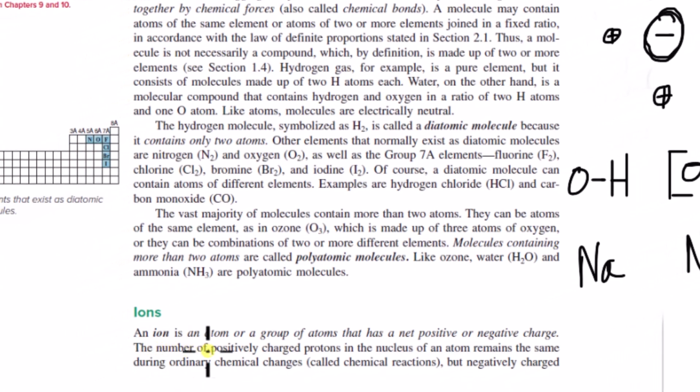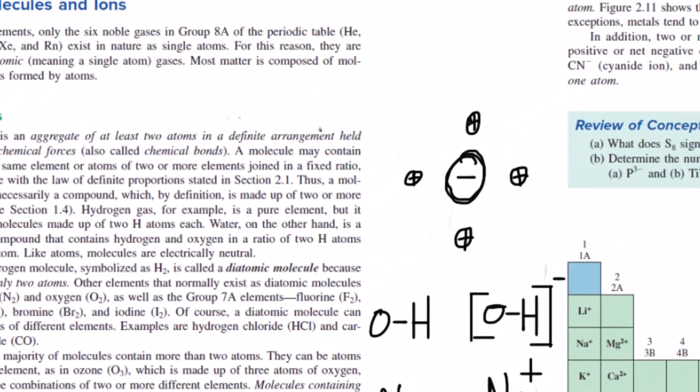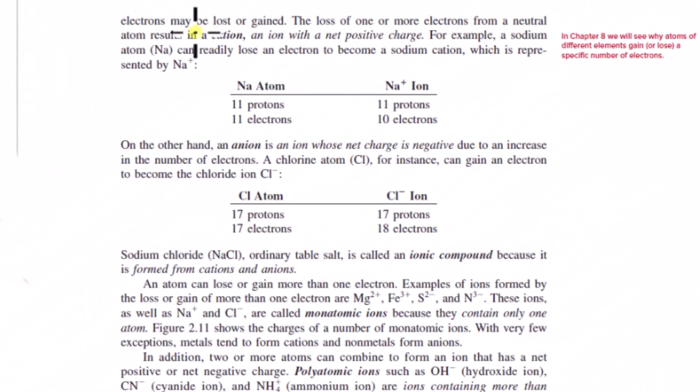An ion is an atom or a group of atoms that has a net positive or negative charge. The number of positively charged protons in the nucleus of an atom remains the same during ordinary chemical changes, called chemical reactions, but negatively charged electrons may be lost or gained. The loss of one or more electrons from a neutral atom results in a cation, right, positively charged. For example, a sodium atom can readily lose an electron to become a sodium cation, which is represented by Na+.